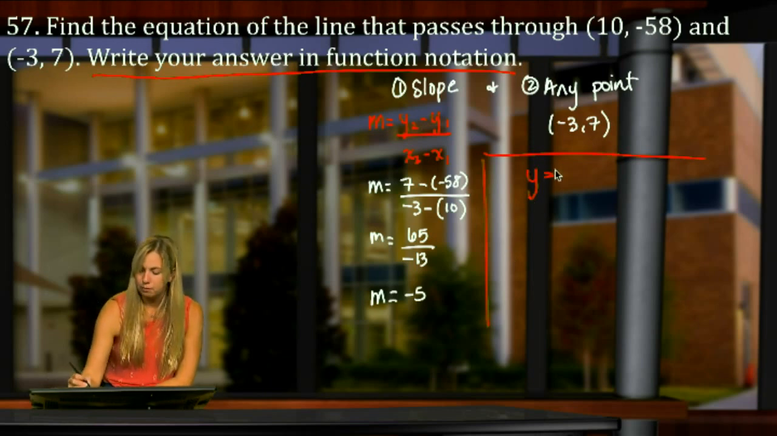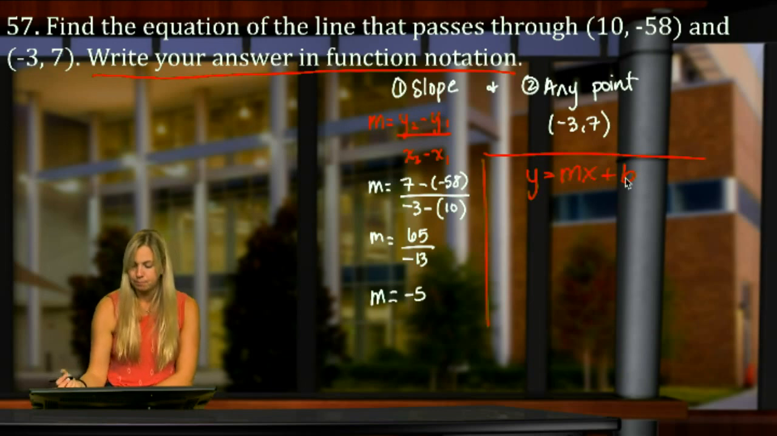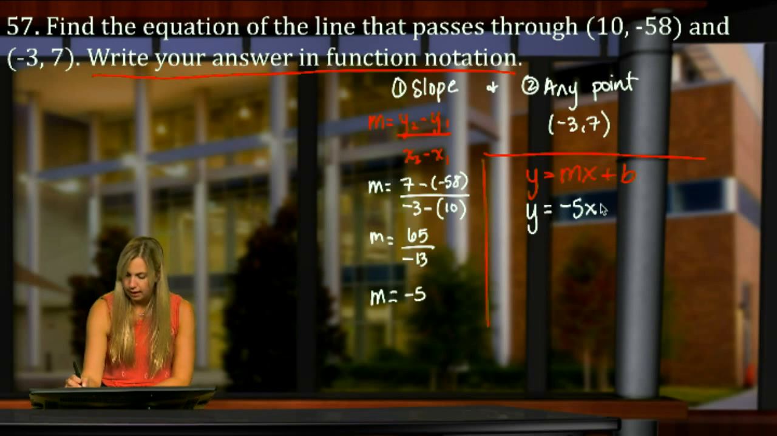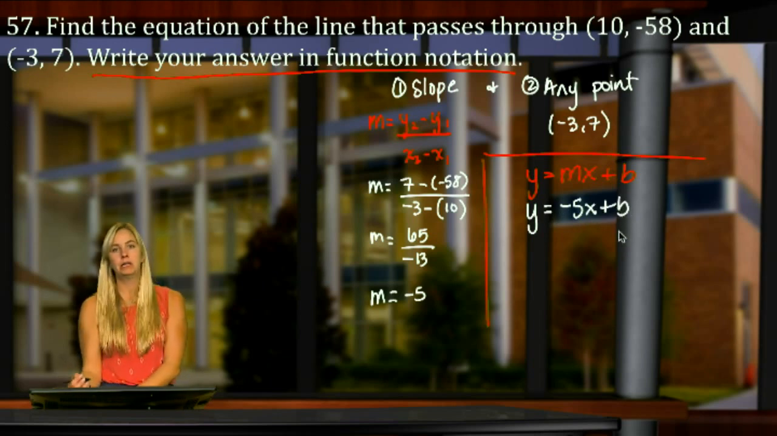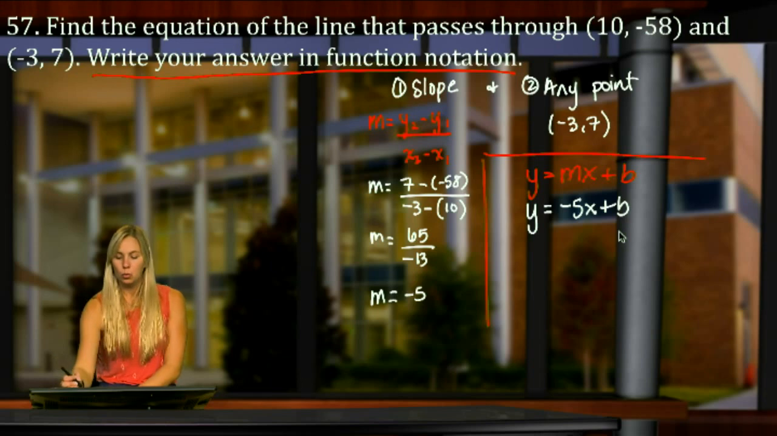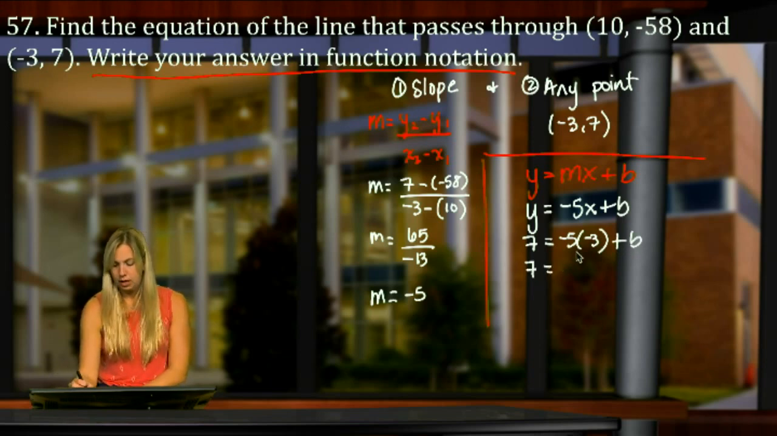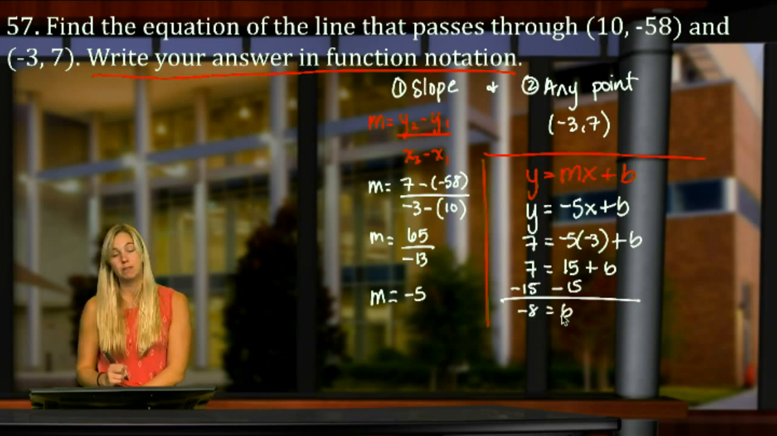So slope-intercept form, that's y equals mx plus b. Now we already have our value of m, so we can substitute that in, negative 5x plus b. And now to complete this equation, we need to solve for b. We've got our point, negative 3, 7, which we're going to now substitute in for x and y, respectively. So 7 equals negative 5 times negative 3 plus b. Negative 5 times negative 3 is positive 15. We're going to subtract 15 from both sides. 7 minus 15 is negative 8, and that's the value of b.